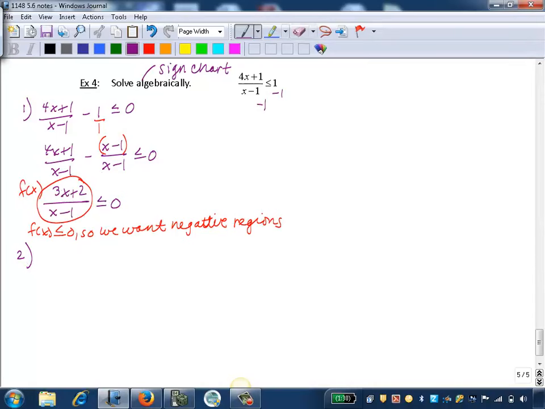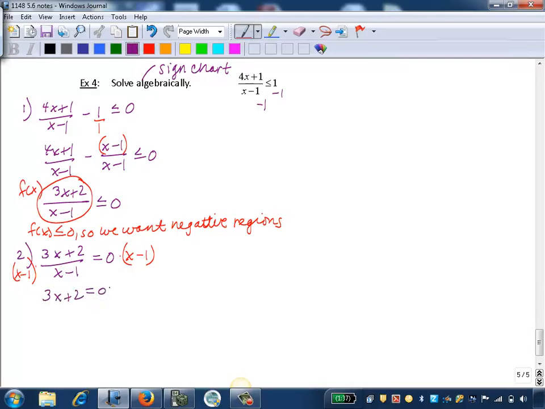Okay, second step. We're going to solve the related equation. So it's not an equation, but we're going to solve it as if it is an equation so we can find the zeros. So I want to solve (3x + 2)/(x - 1) = 0. So different ways we could do this. We could multiply both sides by the least common denominator, x - 1, to clear out that fraction. Or we know that if a fraction equals 0, the only way that could happen is if its numerator equals 0. So we could also just set the numerator equal to 0. Either way, we'll get to the same place.